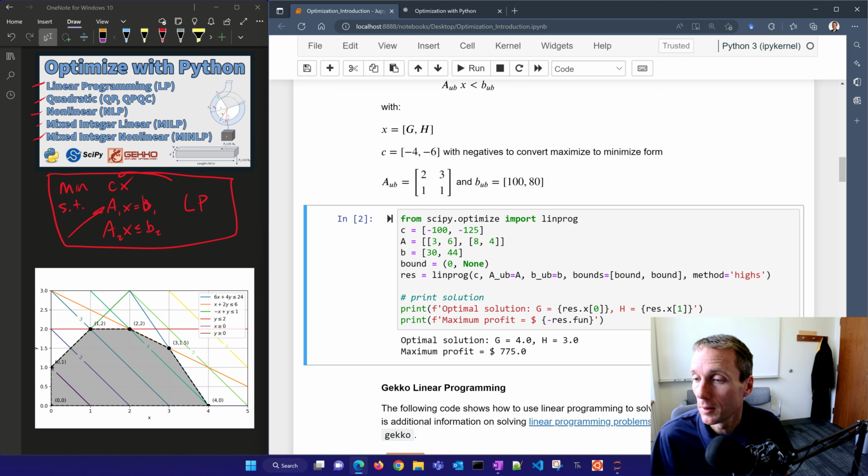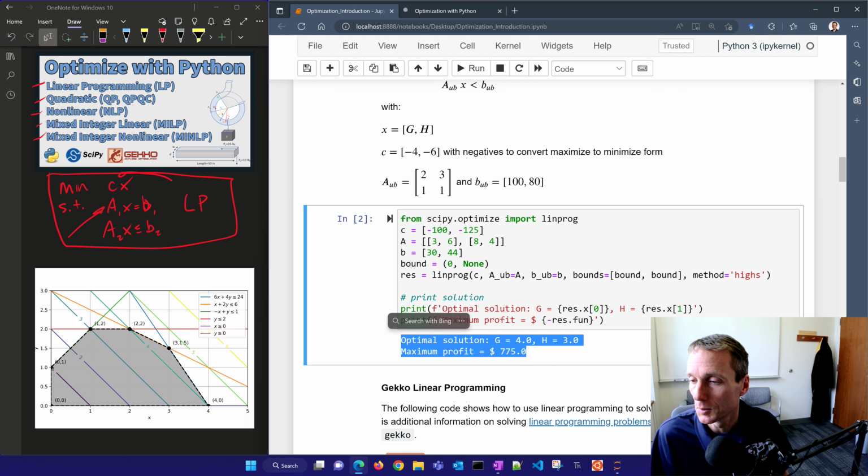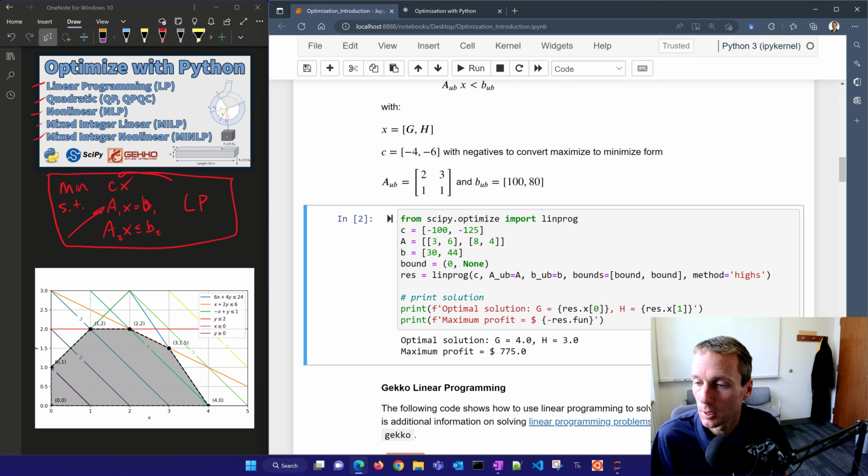Okay, so I'm going to run this, and you can see there's our optimal solution right here, G and H: 4 units of G and 3 units of H. And there's our maximum profit as well.